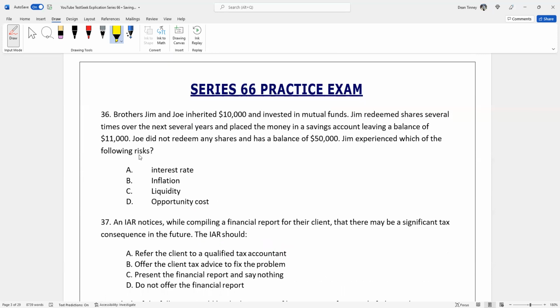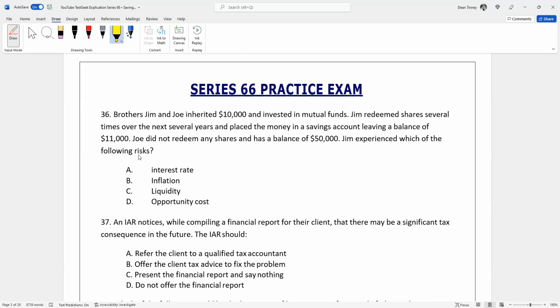Brothers Jim and Joe inherited $10,000 and invested in mutual funds. Jim redeemed the shares several times over the next several years and placed money in a savings account, leaving a balance of 11 grand. Joe did not redeem any of the shares and has a balance of 50 grand. Jim experienced which of the following risks? So they both got 10 grand. Jim redeemed several times and placed money, leaving a balance of 11. Joe did not. Oh man, Joe seems like he did better.